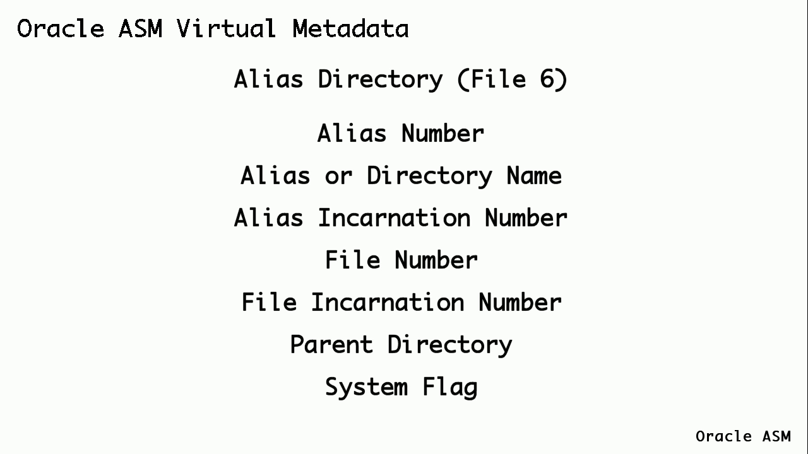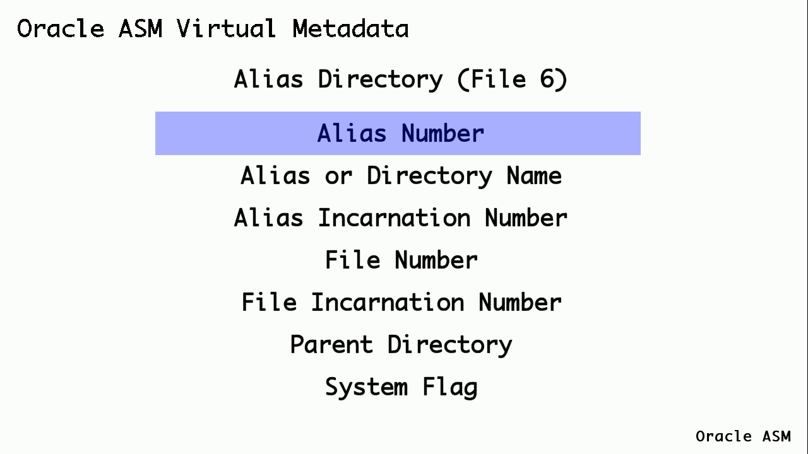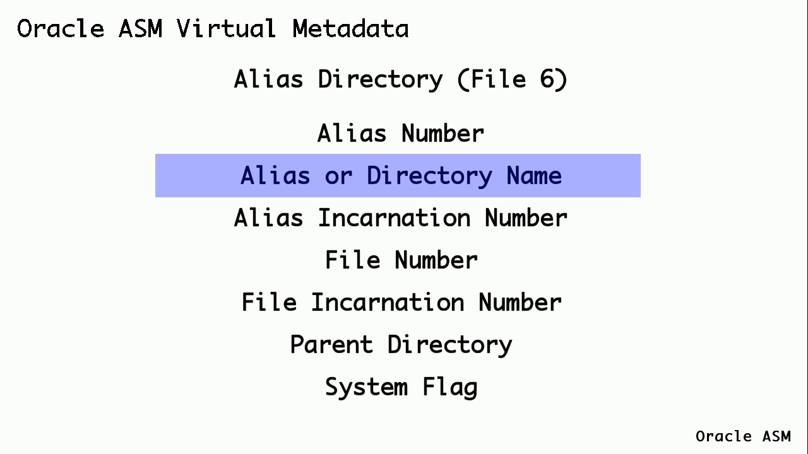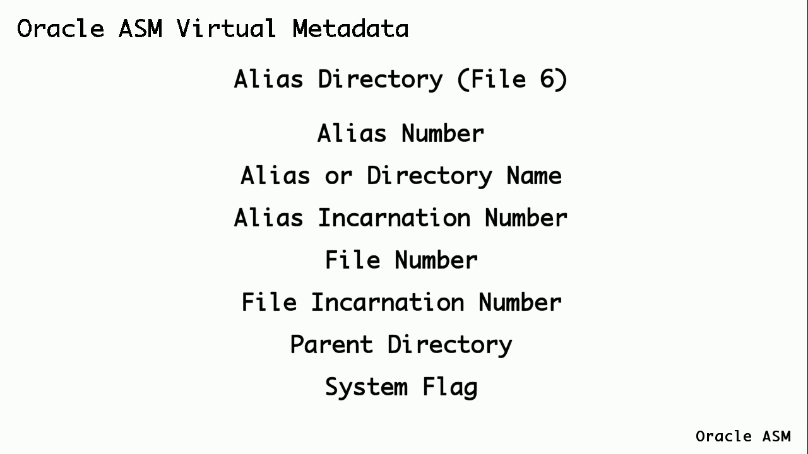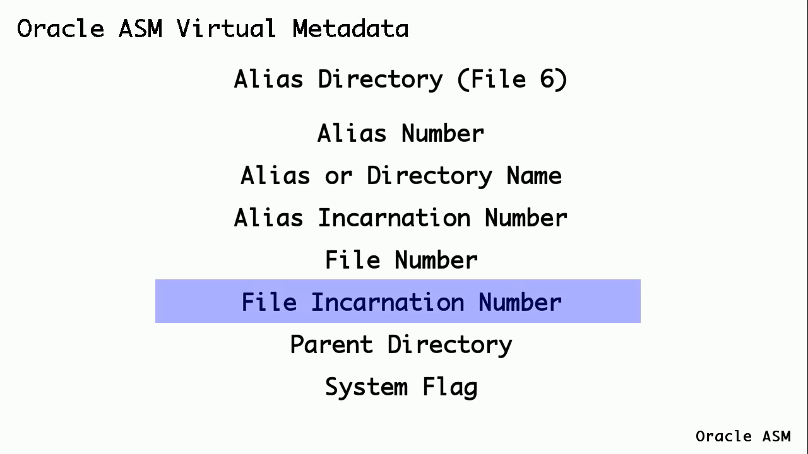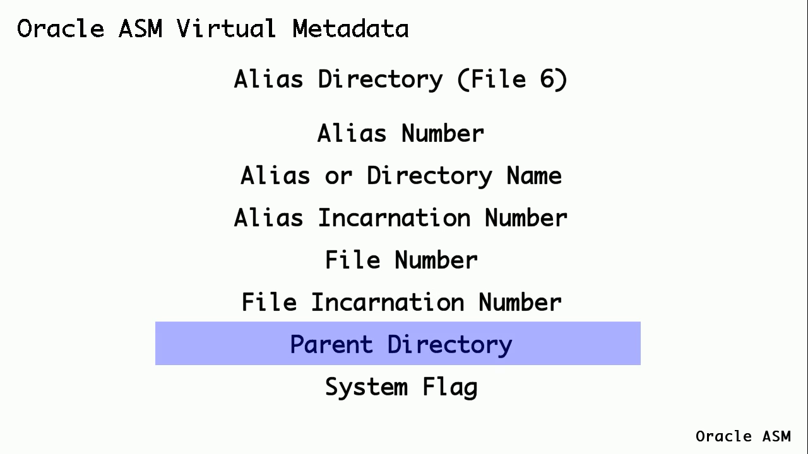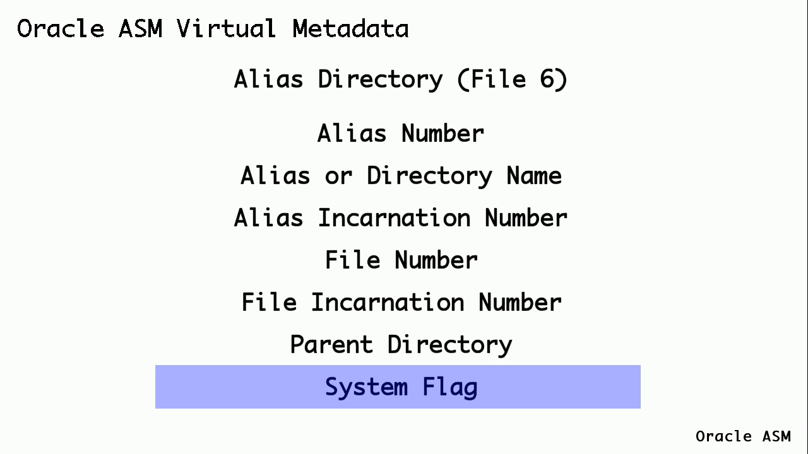Alias directory contains alias number, alias name or directory name, alias incarnation number, ASM file number, ASM file incarnation number, parent directory. System flag indicates if the alias is system created or it is not created by the system.